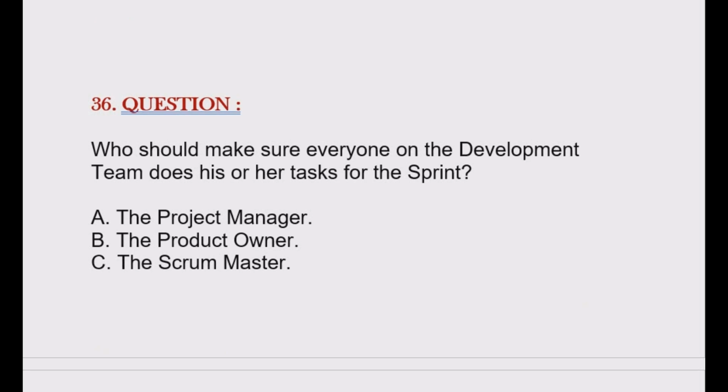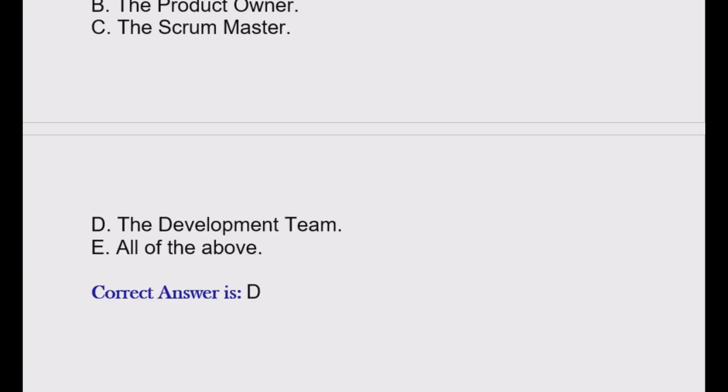Question is, who should make sure everyone on the development team does his or her tasks for the sprint? Option A, the project manager. Option B, the product owner. Option C, the Scrum Master. Option D, the development team. Option E, all of the above. Correct answer is option D.